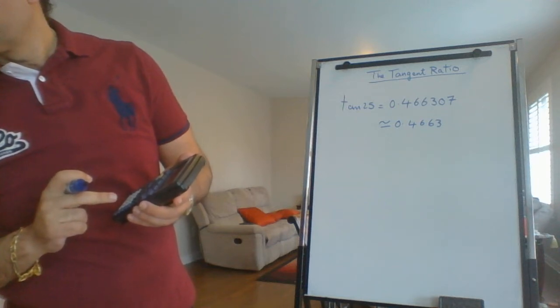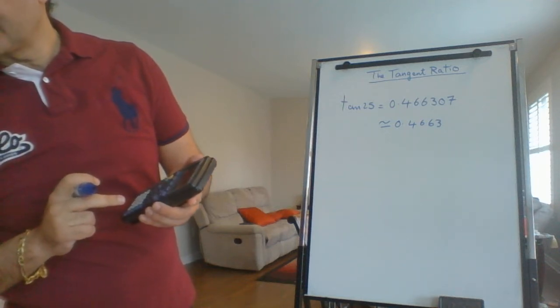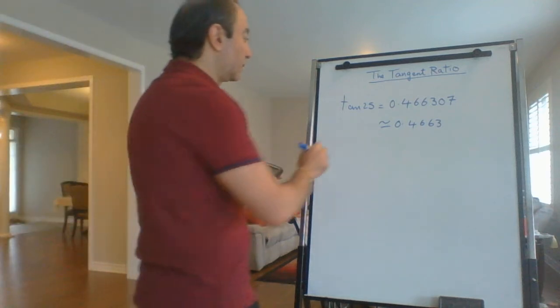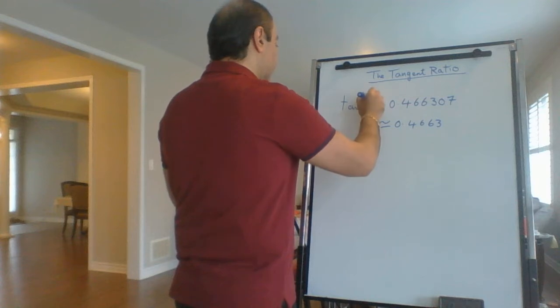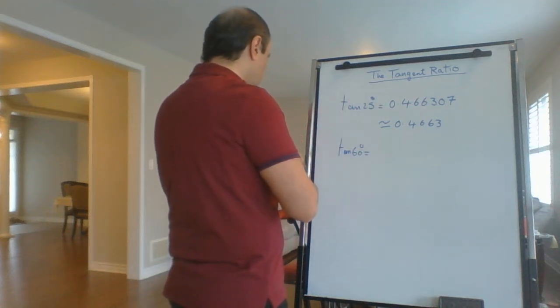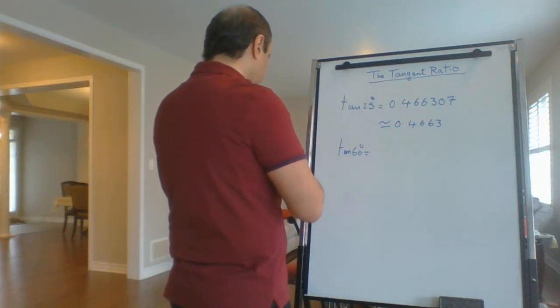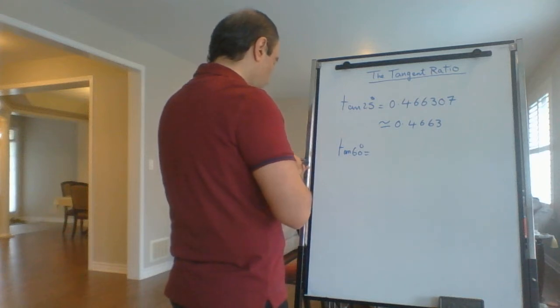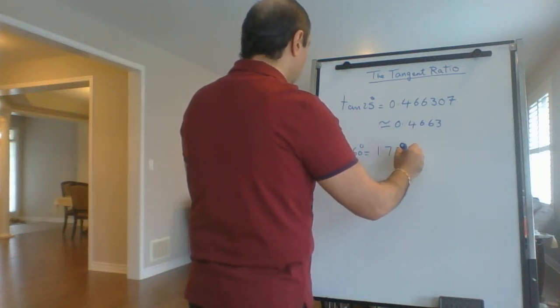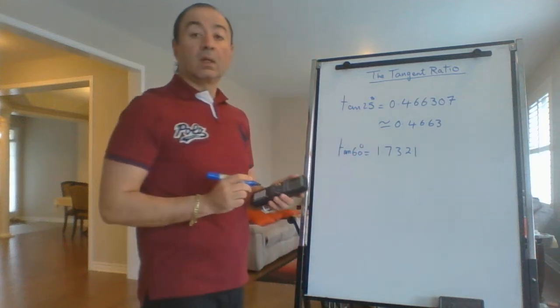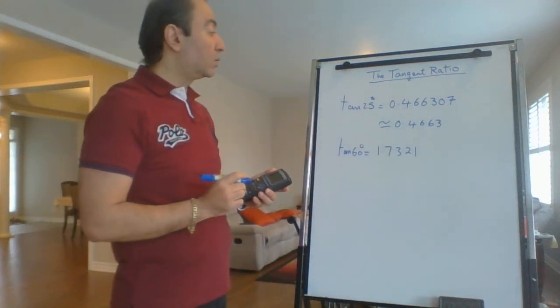Okay, let's try another example, and please try this to make sure that your calculator is in the right mode. Another one, let's say tan 60 degrees. So what we're going to do is tan 60, we close the bracket and we hit enter. We're going to get 1.7321. Okay, this is how we do it in the calculator.